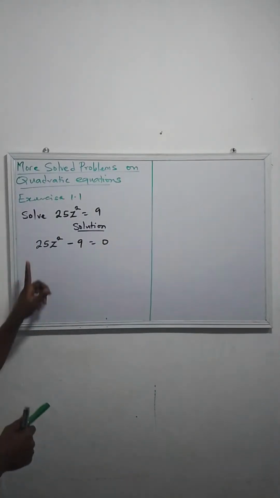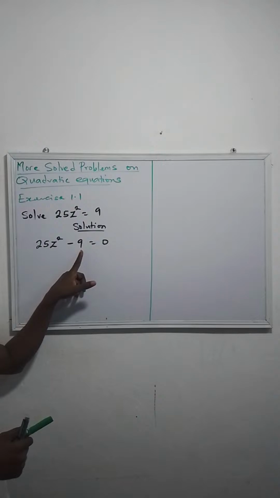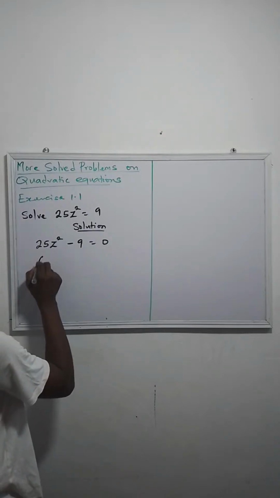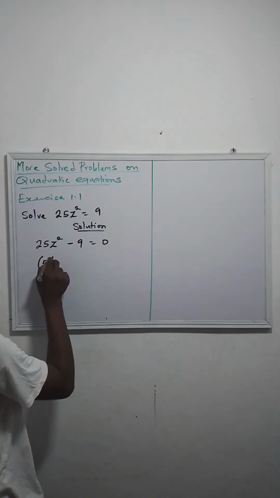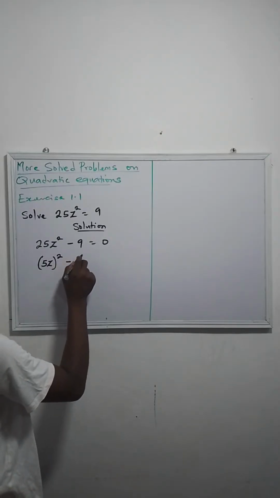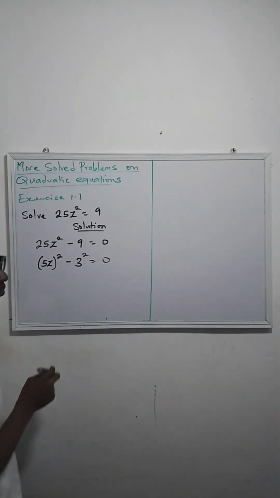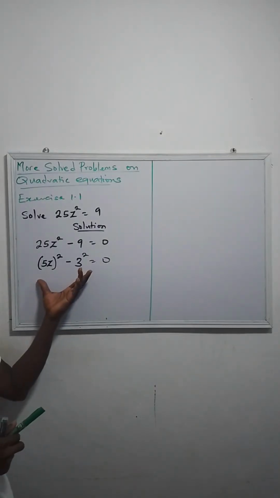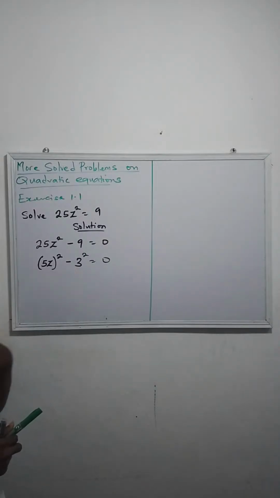Okay, so you can see this is a perfect square, this is also a perfect square. 25 is a perfect square, 9 is a perfect square. So now let's express this left hand side as 5z raised to the power of 2 minus 3 raised to the power of 2 equals 0. All right, so looking at this, does this sound something strange or something common rather?